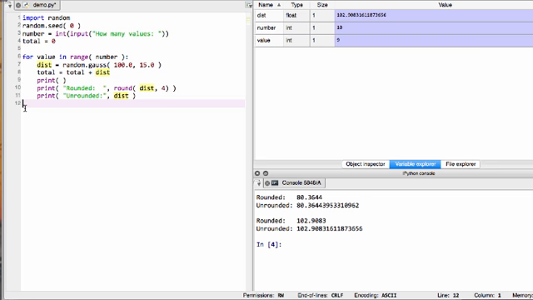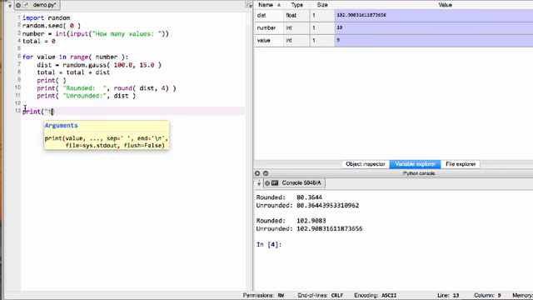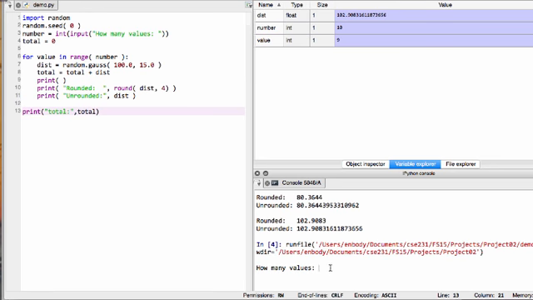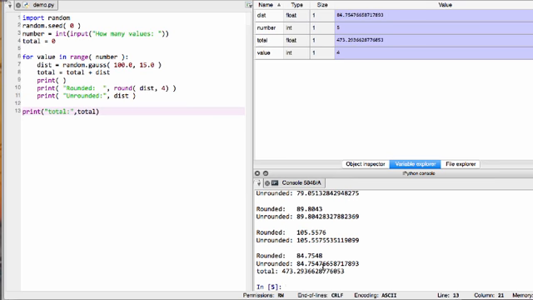And we can see by printing at the end here total, and let's see what we get here. So how many values? Let's do 5. Right. And it goes and it adds them up, and it comes out with 473.